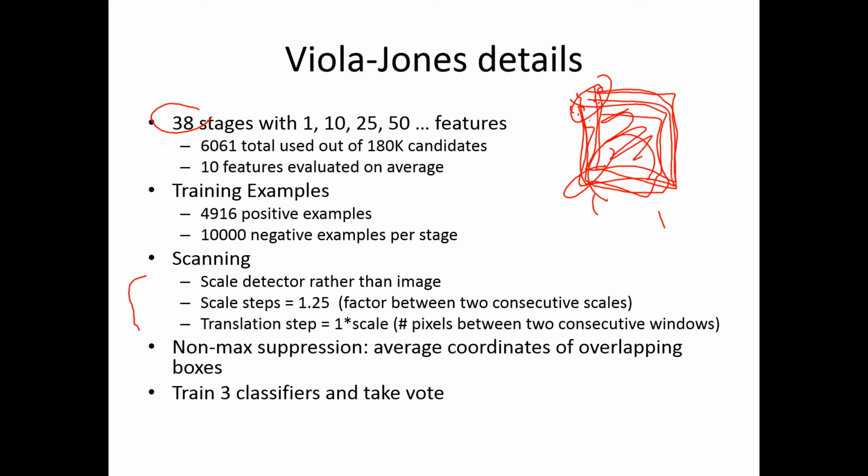And they also train multiple classifiers. They have this many stages of final classifiers, right? So it's a big classifier, but they train 3 of them just to further increase the accuracy, and afterward they take votes. So basically, if 2 of them say it's a face, then they consider it a face.